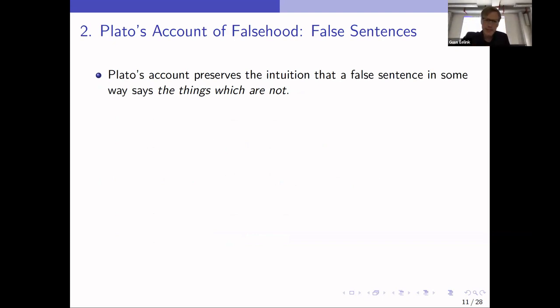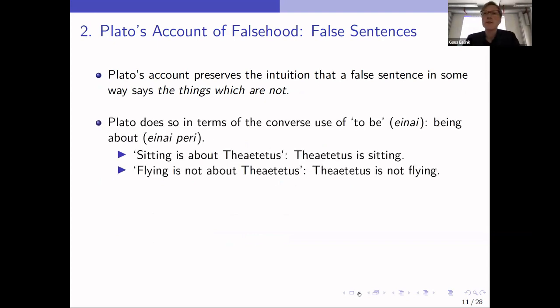Now, as I said, Plato's account preserves the intuition that a false sentence in some way says the things which are not. And he does so in terms of the converse use of the verb to be, einai, namely a use that one might call being about, where one thing is about another thing. Now, this is a bit of a technical usage of the verb to be, but given this usage, to say that sitting is about Theaetetus is to say that Theaetetus is sitting. Whereas to say that flying is not about Theaetetus is to say that Theaetetus is not flying. So the position of the predicate and the subject are inverted.